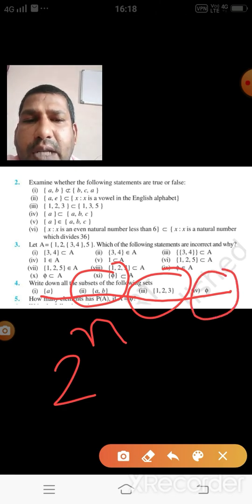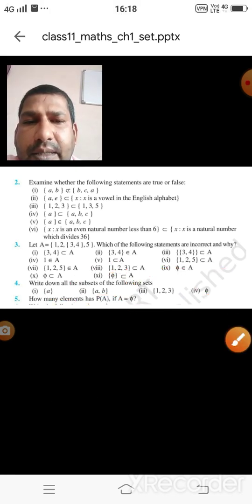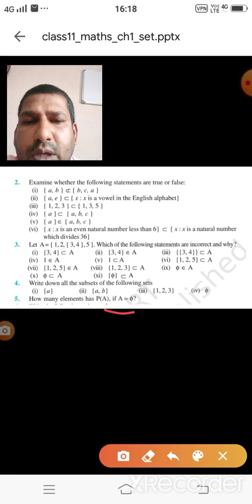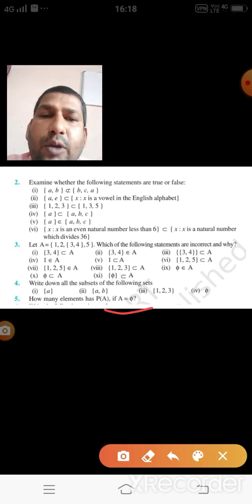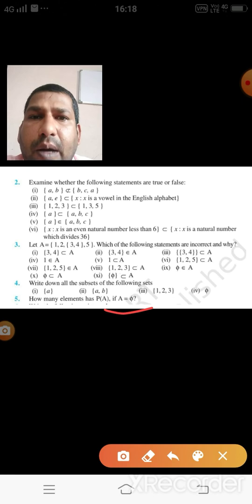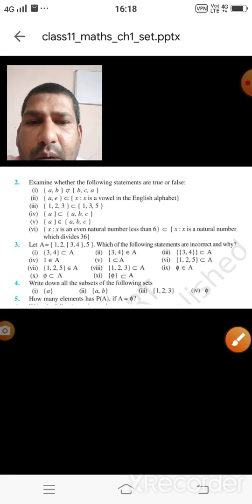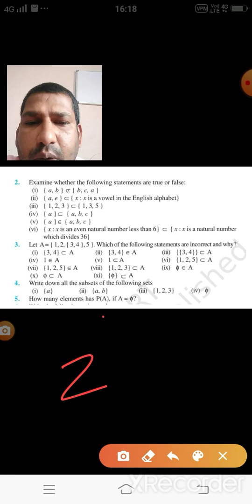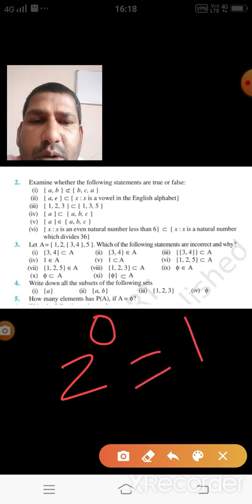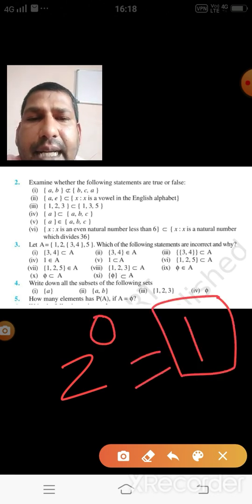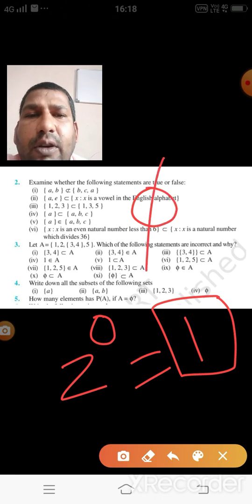And for the last one, this one is similar to the question of 5. If you are getting no element, then how many power sets are possible? If you are getting no element, then 2 raised to power 0. 2 raised to power 0 means only one element we are getting, and that element is 5 only.